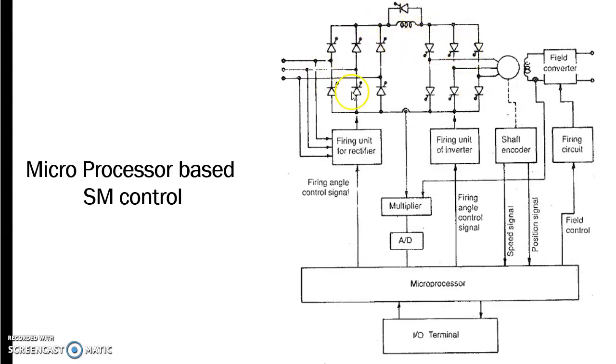There are several block diagrams you can see in the literature for this type of microprocessor or microcontroller based synchronous motor drives. Here you can see a shaft encoder is used for sensing the speed and position. An optical encoder can be used, which is composed of a coded disc attached to the motor shaft, and it consists of four optical sensors, which provide the rotor speed and position signals.